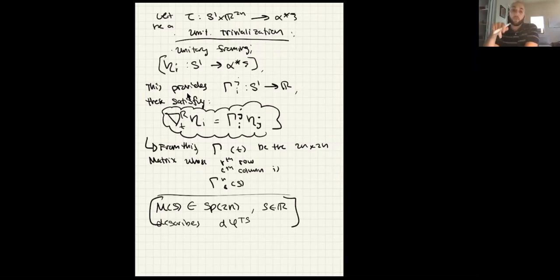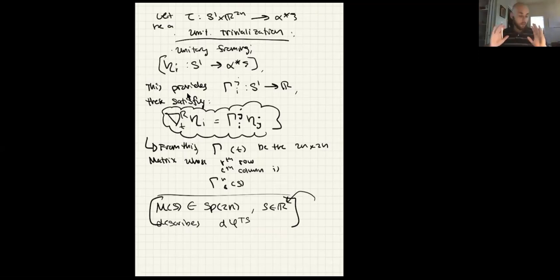You don't want to write M of T, because that would give you a periodic family of matrices, and then by the time you get back to one, you have the identity matrix. That would show that your linearized return map is the identity matrix, which is super degenerate. So you really do want that to be a real coordinate, and you don't want that M to be periodic. That's something to keep in mind.